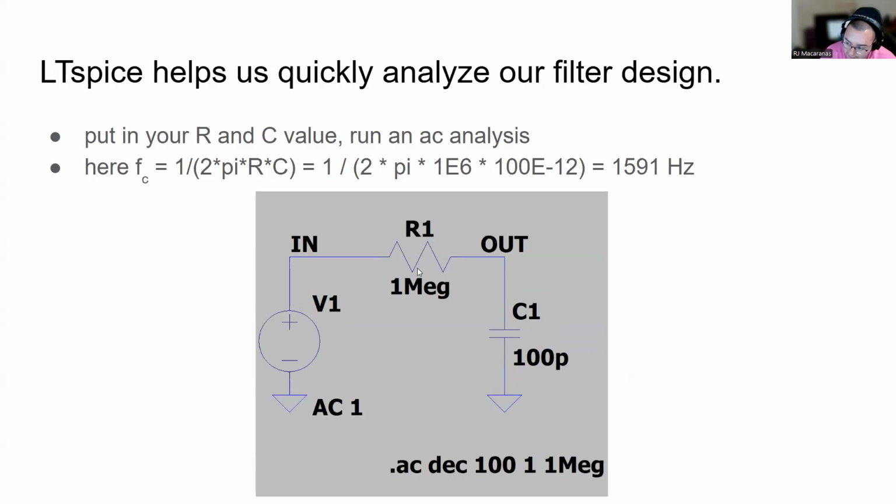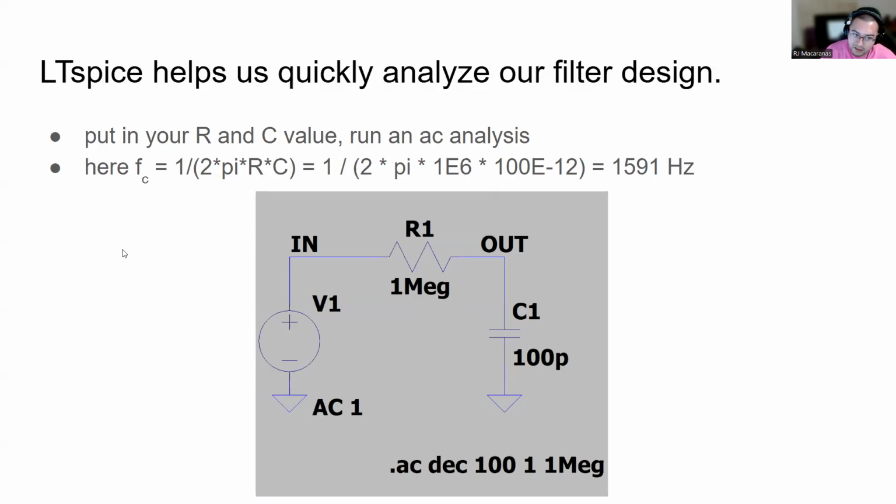One thing to note is that in LTSpice, you need to specify megaohms as meg, right? You can't just put M, that'll register as milliohms. Another thing is that you can put P for pico, and that's going to be 10 to the minus 12.